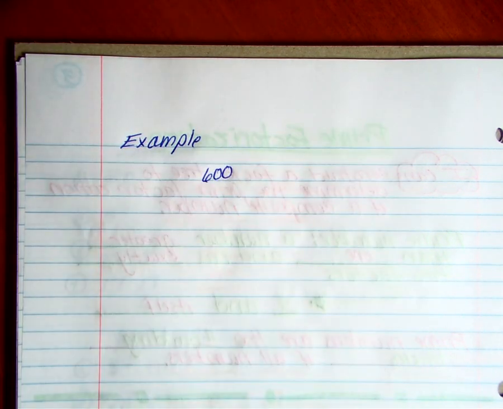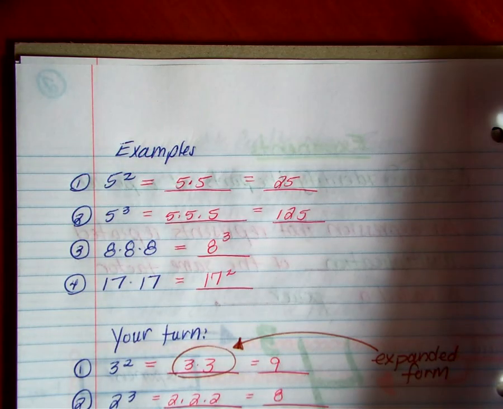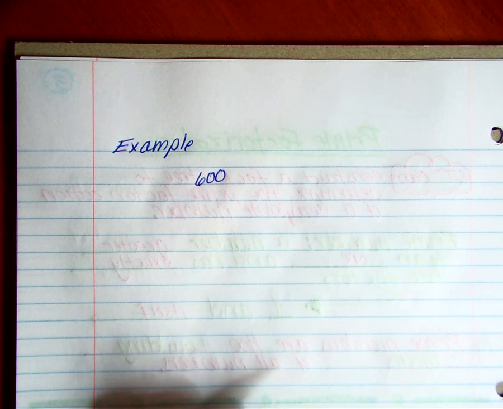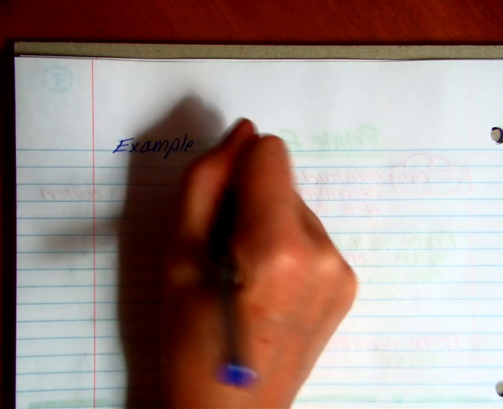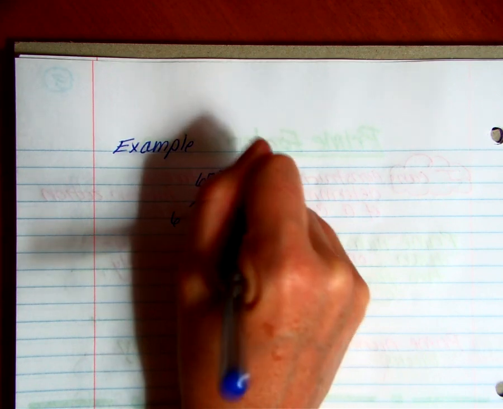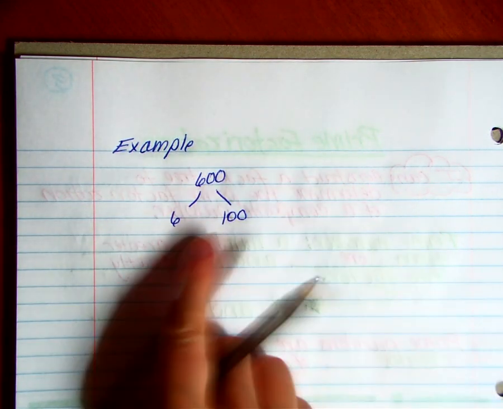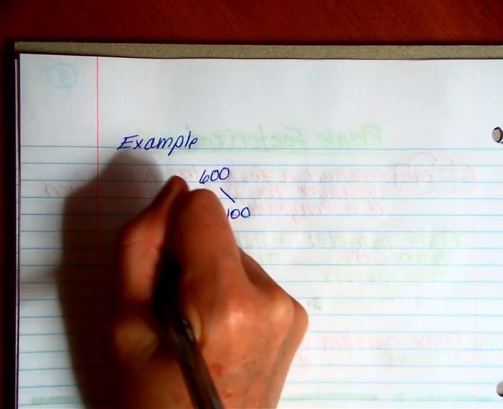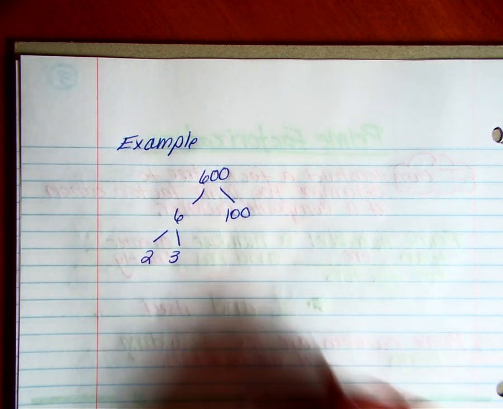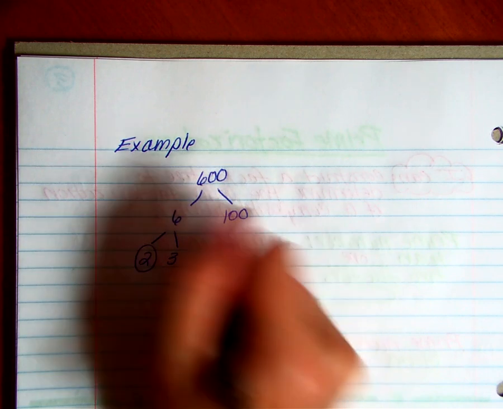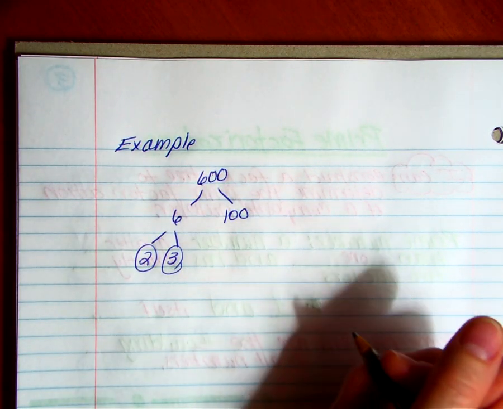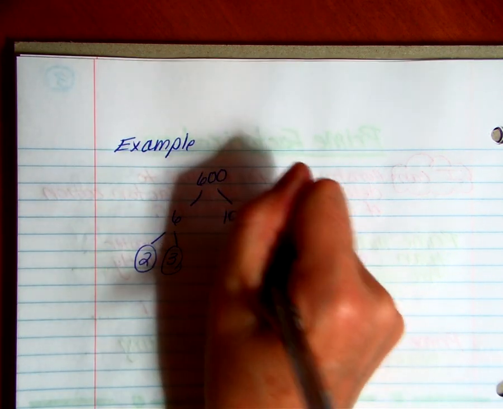I'm going to use 600 again, but last time, what did I do? 2 times 300? Okay, let's not go down the tree the same way. Let's use different factor choices and see if we get to the same answer. I know 6 times 100 would get me 600. Both of these are composite. 6 is 2 times 3. 2 is prime. Finished. 3 is prime. Finished. 100, how about 4 times 25?